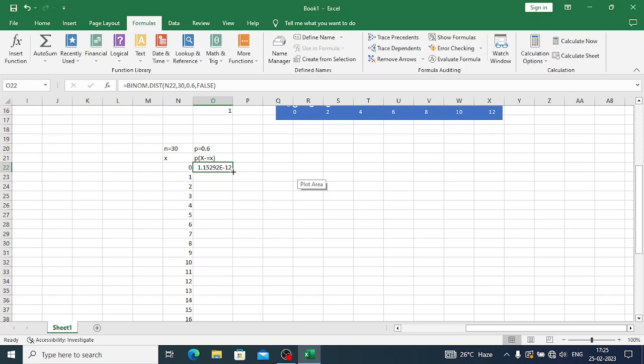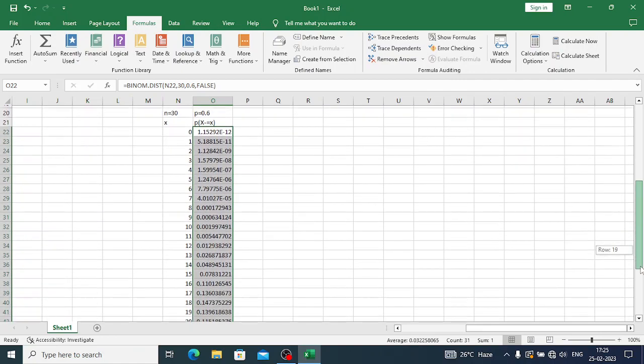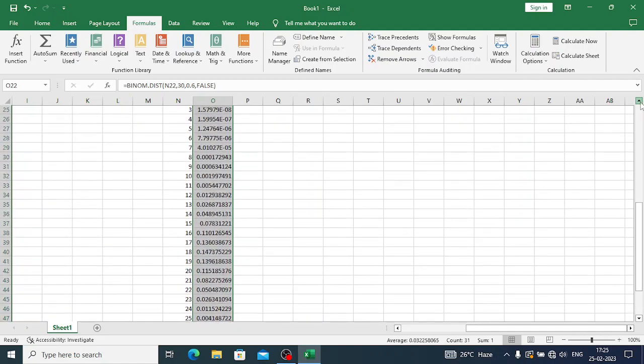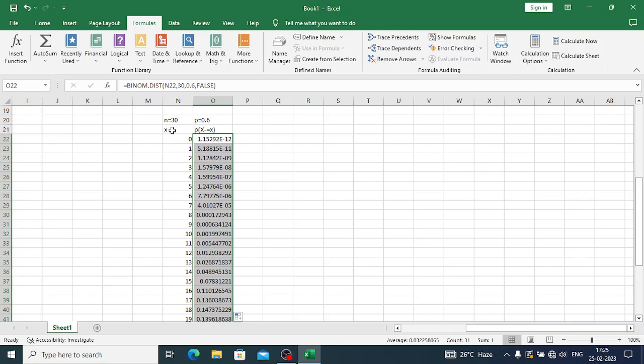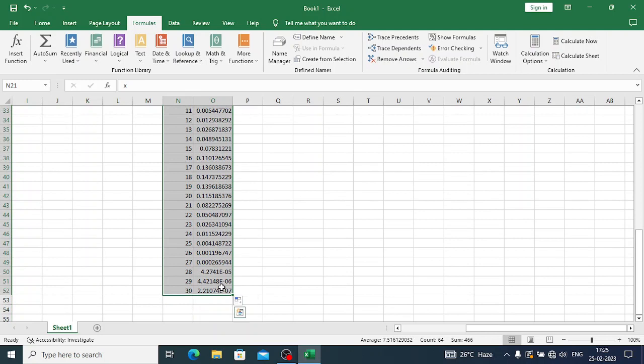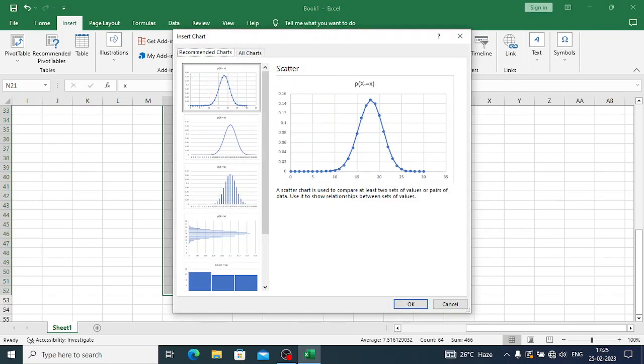Now just go to the corner of the cell, where you will have that plus sign, and double click on that. The same formula will be applied to all the cells following that rule. So all these probabilities can be defined like this. Now I am going to define the probability curve for this x as well as the probability. Select both the columns, then go for the chart.